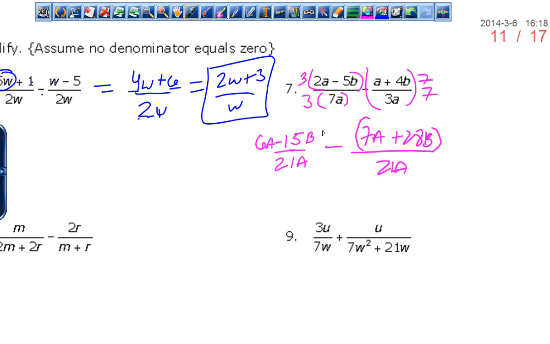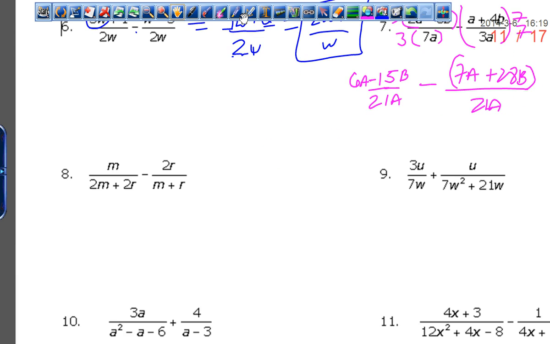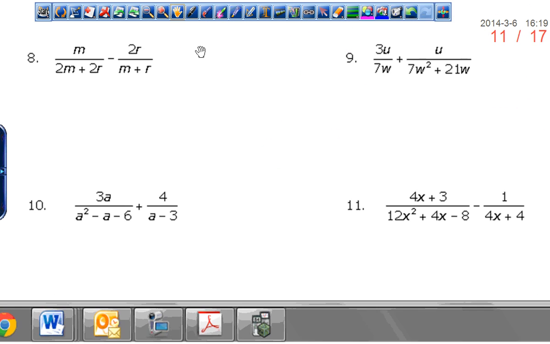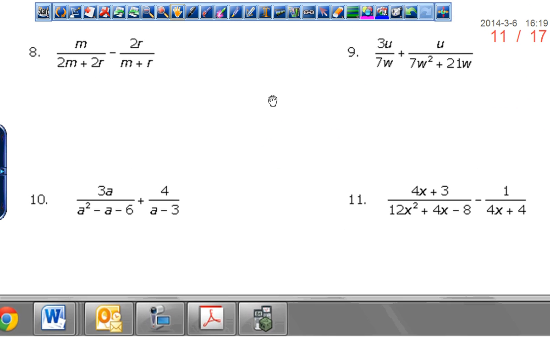21a. So we're subtracting. So 6a minus 7a. That makes negative a. Negative 15b minus 28b. That's going to be negative 43b over 21a. And that's it. All right. Let's go to number 10. All these work the same way.